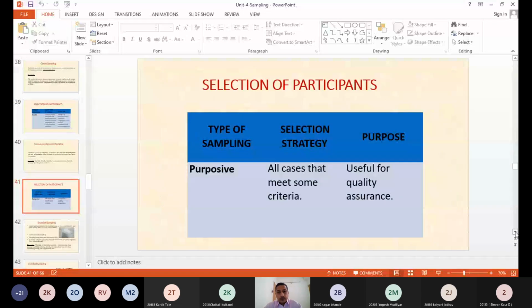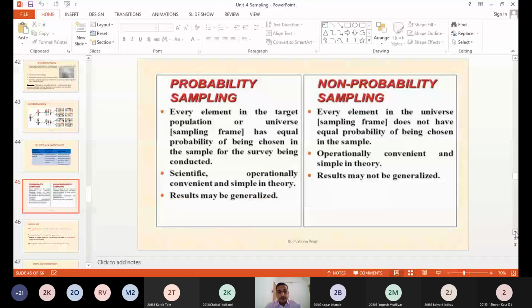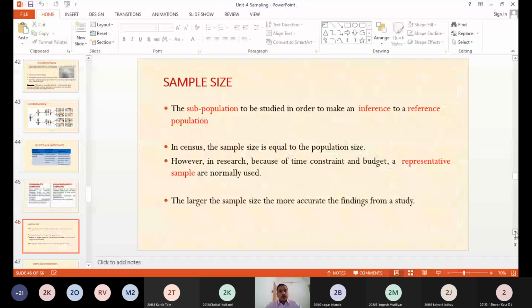So today we'll be discussing the sample size. What is sample size? How do we determine the sample size? What are the different considerations while selecting a sample size? That we will be discussing. So first of all, we'll understand what is sample size.